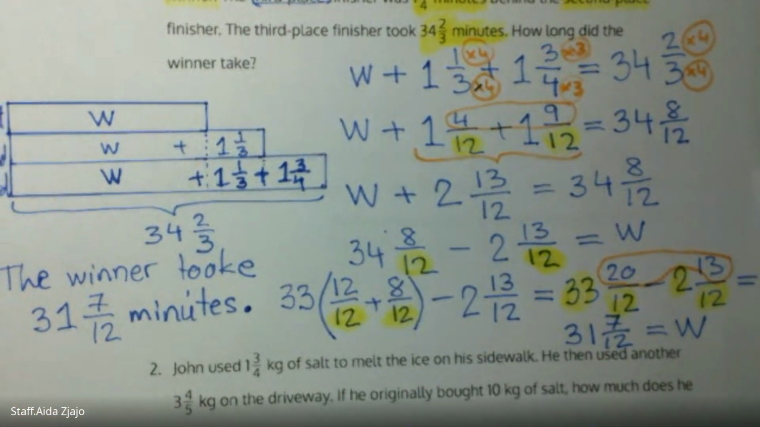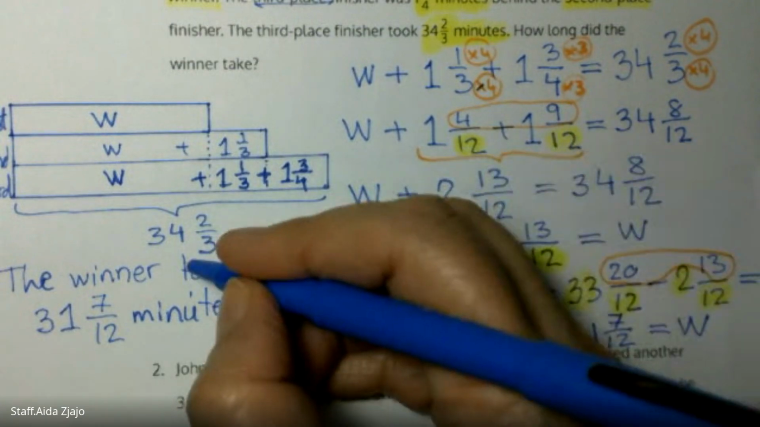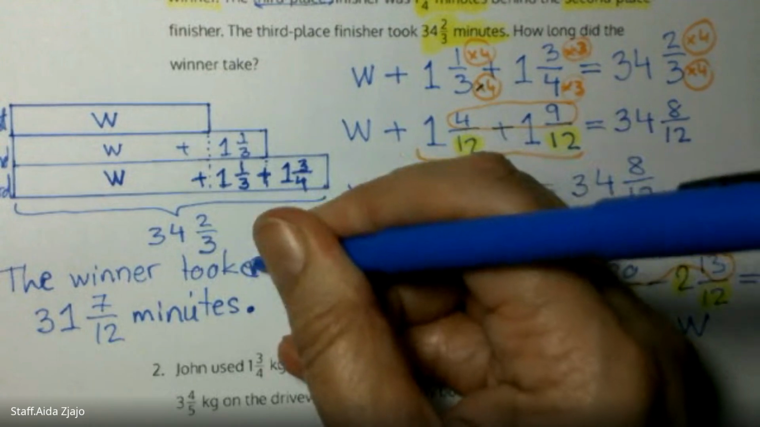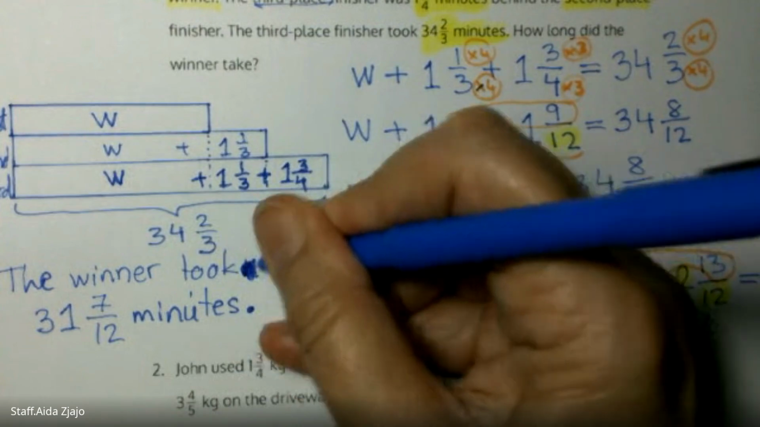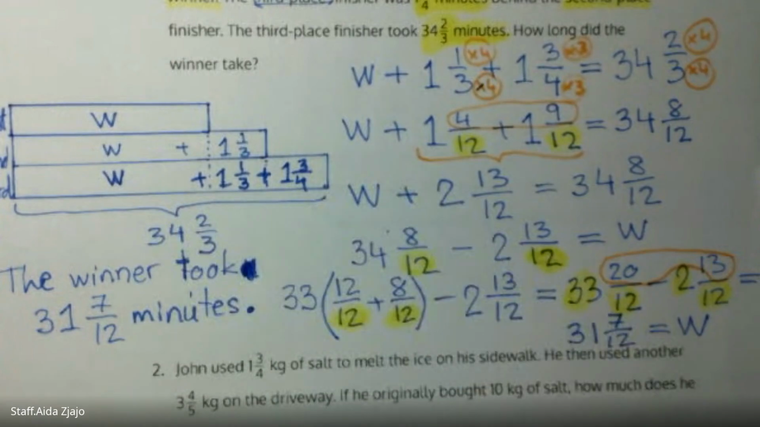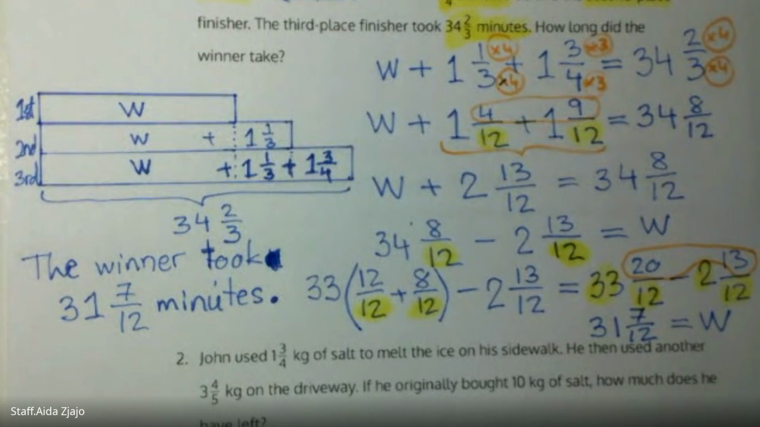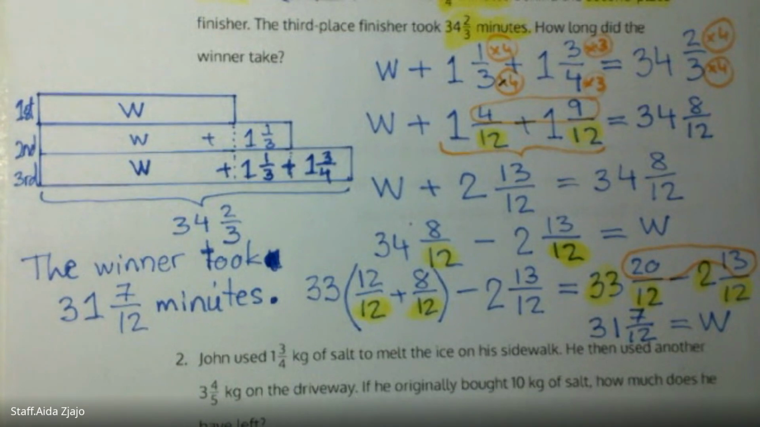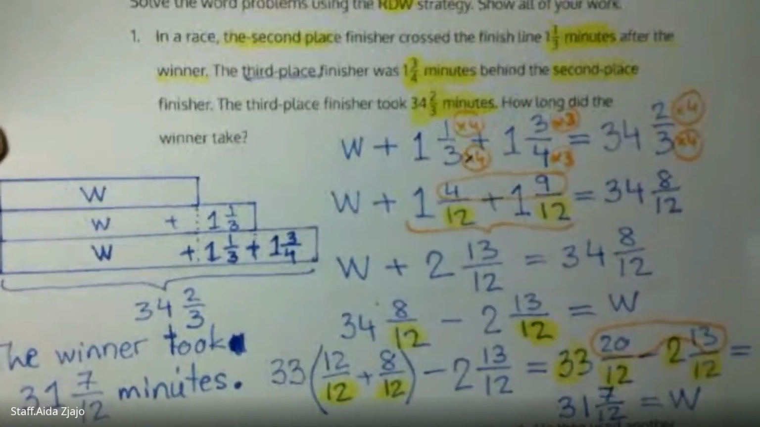Okay. I think I don't need this because Mrs. Z is not as good in spelling. So I think it looks much better. The winner took 31 minutes, 7 minutes. Okay, so let's move to the next one.